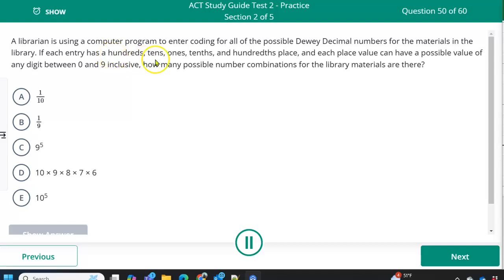Well, how many numbers do we have? We have hundreds, tens, ones, tenths, and hundredths, which is 5, right? 1, 2, 3, 4, 5. All right. 5 places, 10 possibilities each. Each one can be any of 10 numbers, so it's just a permutation. So it's 10 to the 5th, which is actually given as one of the answers. So, yeah, we'll go with E.